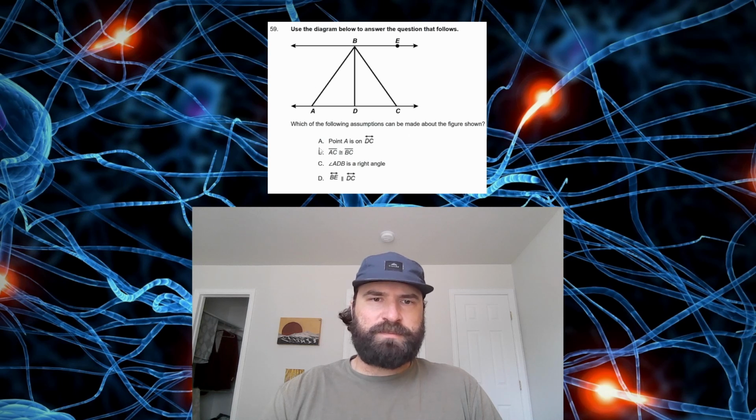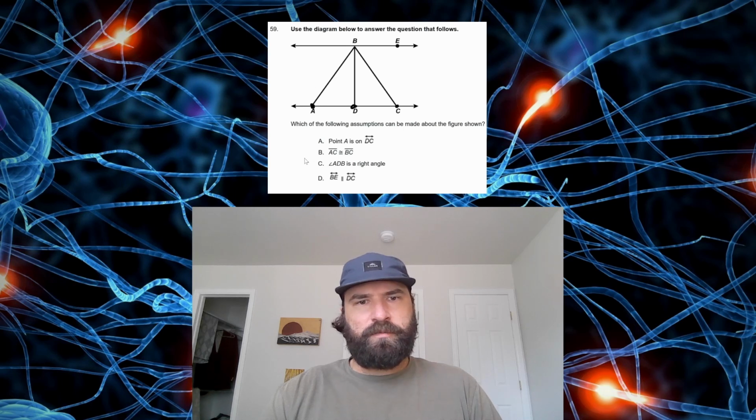So the first one says point A is on DC, and that hat on DC means the line DC. So that's the line containing the points D and C. We can see D and C are labeled on the line, right here and right here. So the line DC would be this line on the bottom, and then it looks like a point A is labeled on that line. So A is looking pretty good so far. Let's take a look at the rest of the answers to see if any of them might be contenders as well.